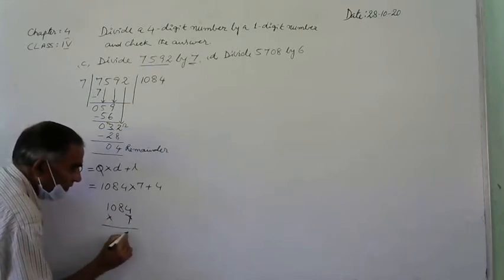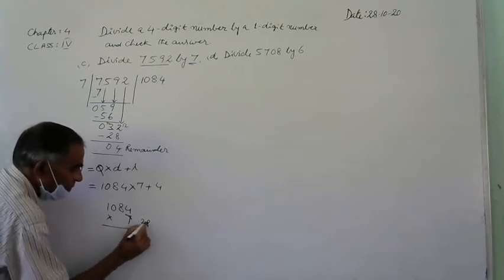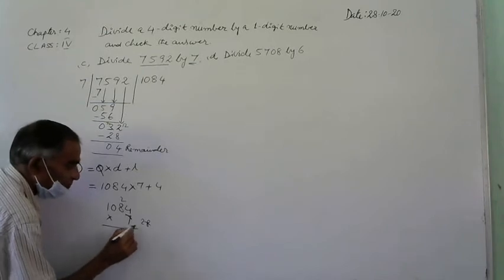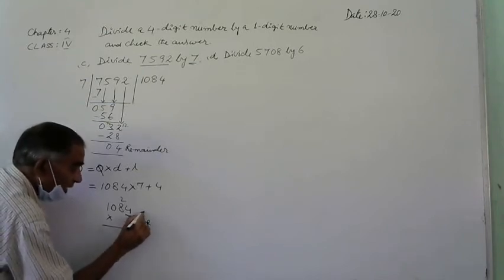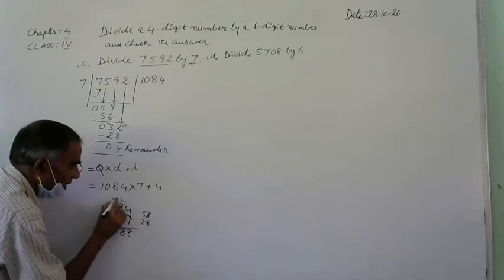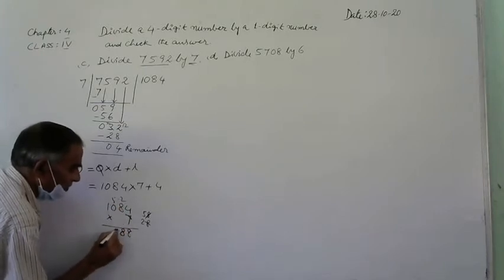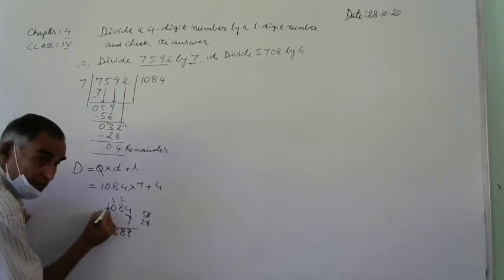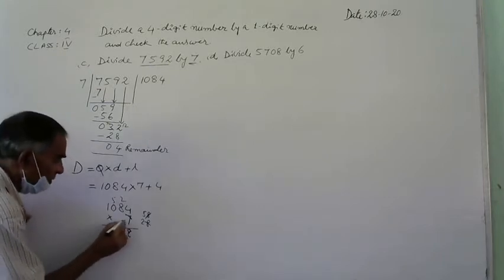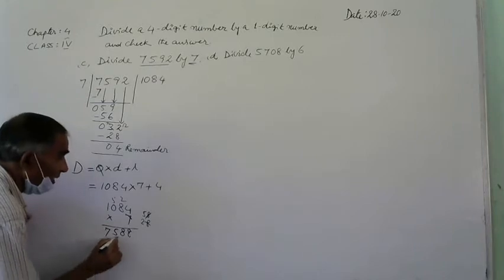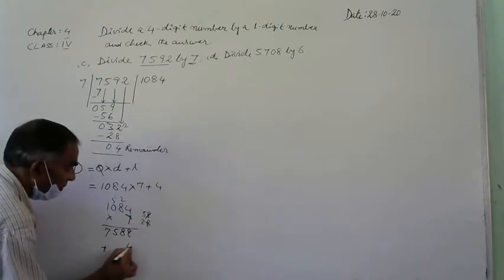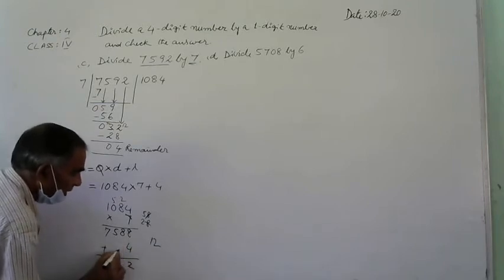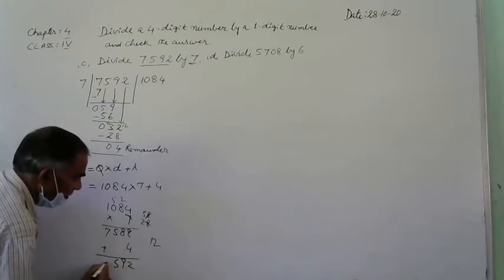7 4s are 28. 8 you write, 2 carry. 7 8s are 56 plus 2, 58. 8 you write, 5 carry. 7 0s are 0. 0 plus 5, 5. 7 ones are 7. What is the remainder? 4. You write 4 plus 8, 12. 2 you write, 1 carry. 1 plus 8, 9, 5, 7.